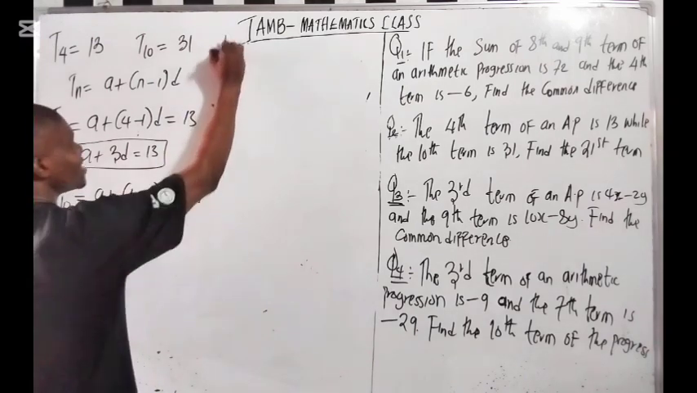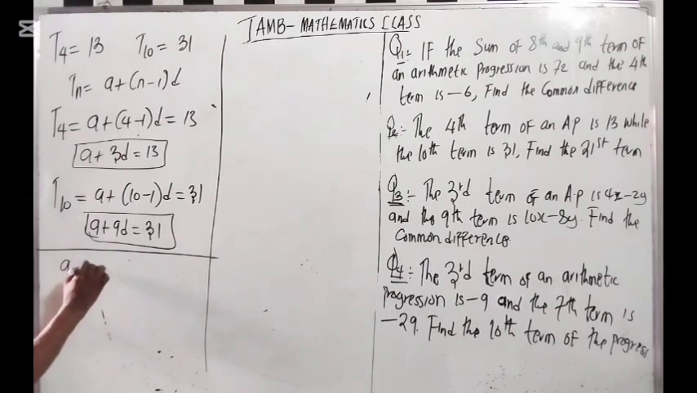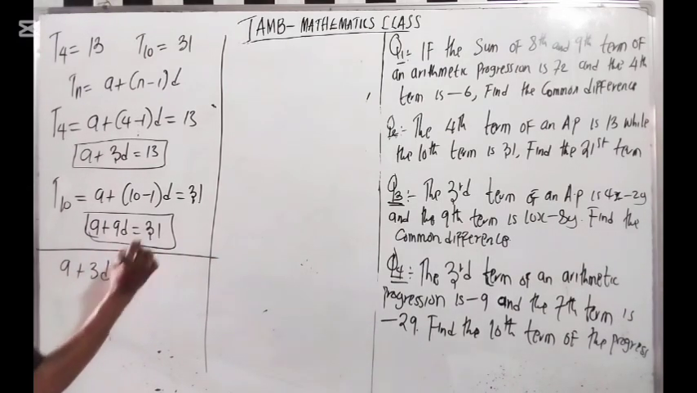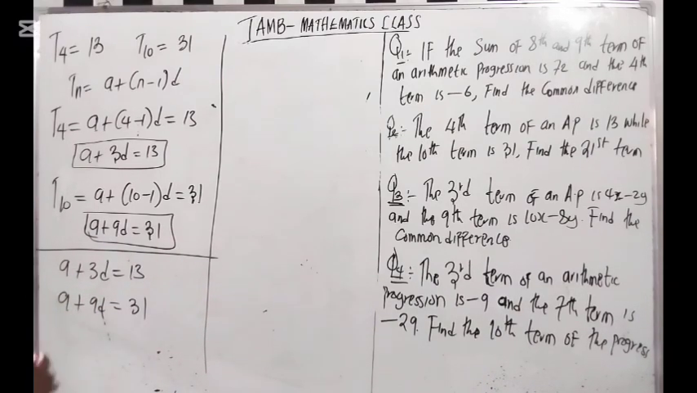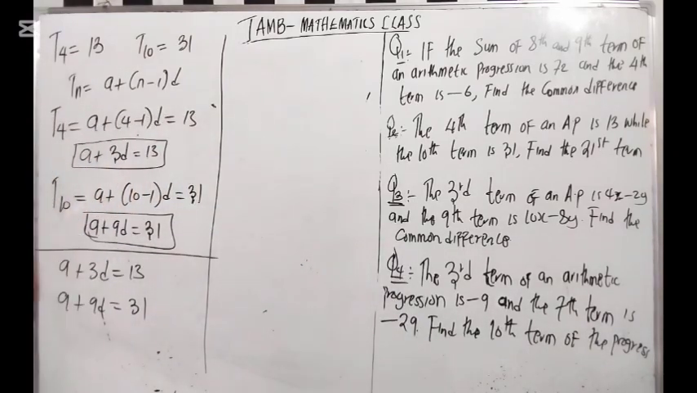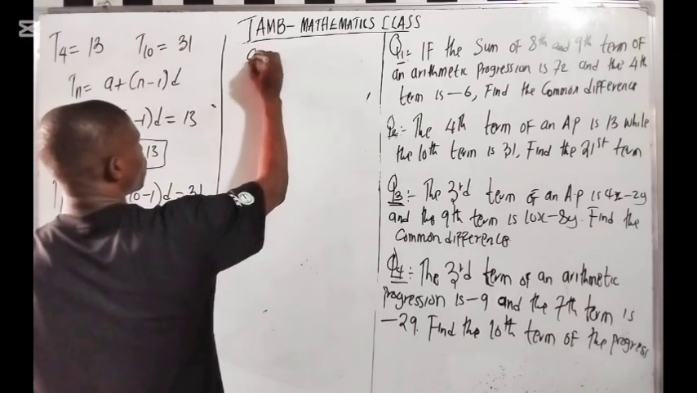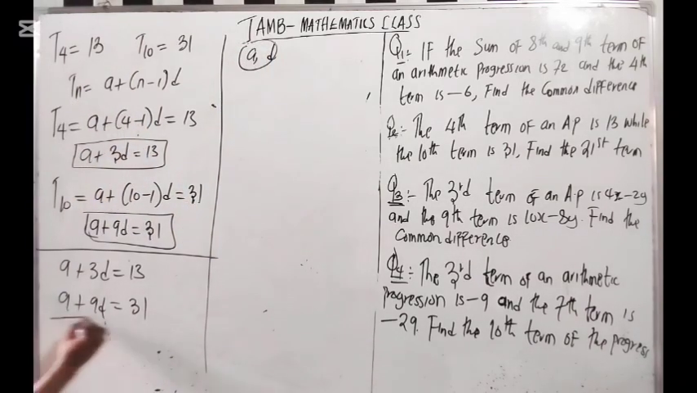So I'm going to solve simultaneous equations, right? So I'm going to bring the two of them down here. So you have a plus 3d equals to 13. And here we have a plus 9d equals to 31. It's okay. Now we can eliminate one out here, because here we have two unknowns. The two unknowns are a, the first term, and d, right? From this place here, we can eliminate one.